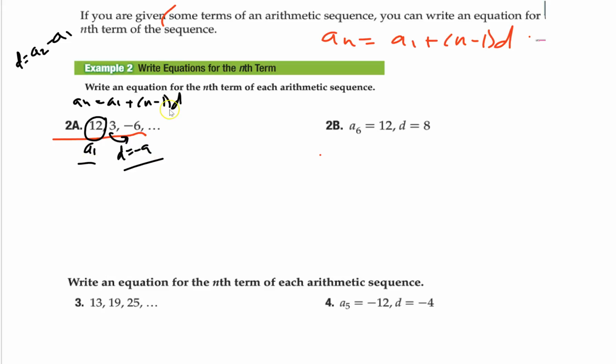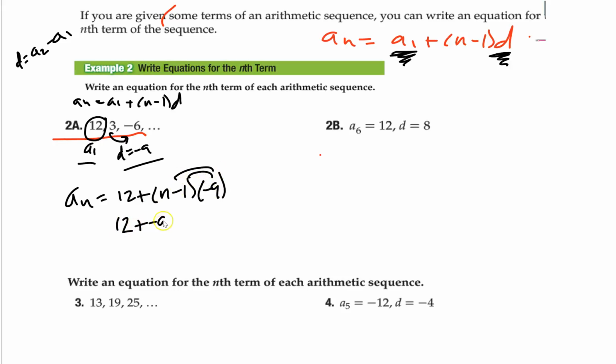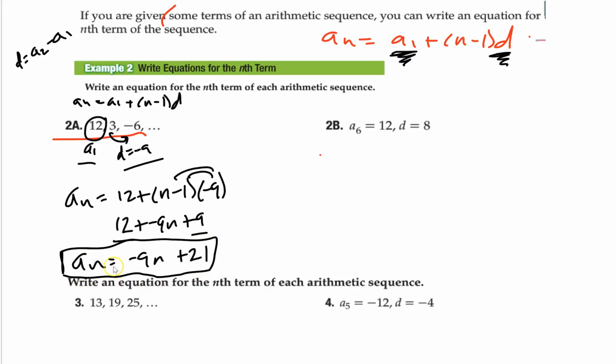So I have my a1, I have my common difference, plug it in. It's all you need. If you want to make a formula, all you need is a1 and the common difference. So 12 plus (n minus 1) times -9. Distribute: 12 plus -9n plus 9. Two negatives make a positive. Add up like terms, and my formula is -9n plus 21. Remember, once you have the formula, you can do anything you want. You want the 12th term, plug in 12. Want to figure out what term equals 13, plug in 13, solve for n. That's the easy one.